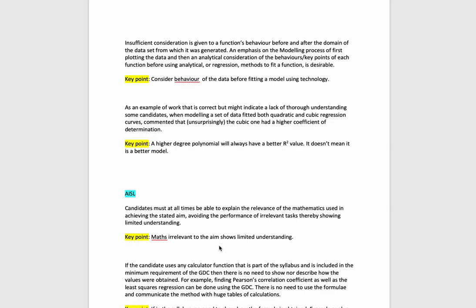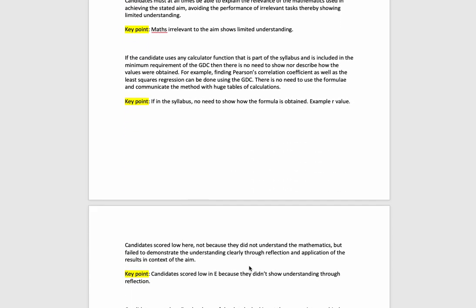Maths irrelevant to the aim shows limited understanding. So be very, very careful, guys, because as soon as you put in maths that's irrelevant to the aim, you're now stuck at 3 out of 6 because you're showing limited understanding. So do not do that.